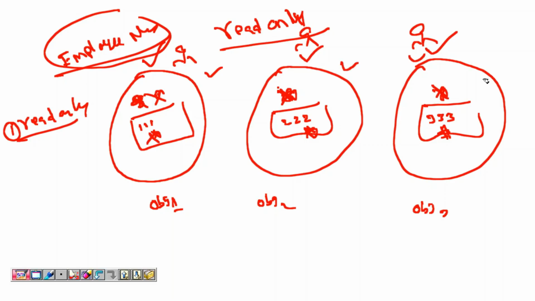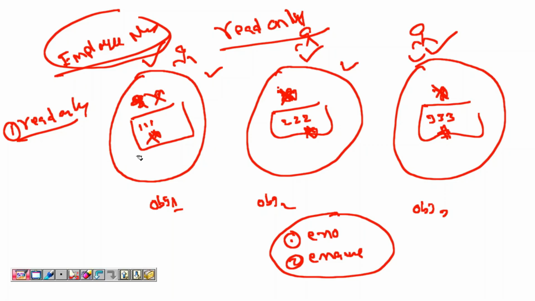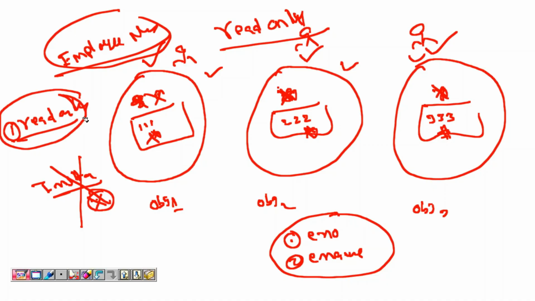Can you give me some examples which will be created for every object with a different value, but the value will never change? Employee name, employee number, student ID. Till now, employee number and employee name, we were declaring as what variable? Instance variable. But the problem with an instance variable is that the value can be changed, so instance variable is not right. Compulsorily we have to go with what variable?